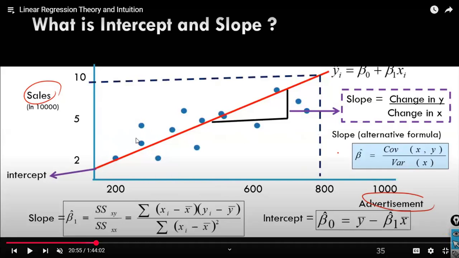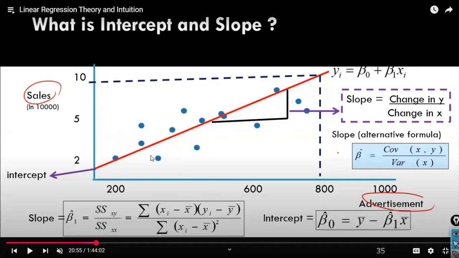If I draw a line here, this value will be closer to this line, but these values will be too far from the line, right? So in the case of linear regression, it tries to find the best fit line. The best fit line is one that covers as many data points as possible, drawing this straight line as close as possible to all the values.